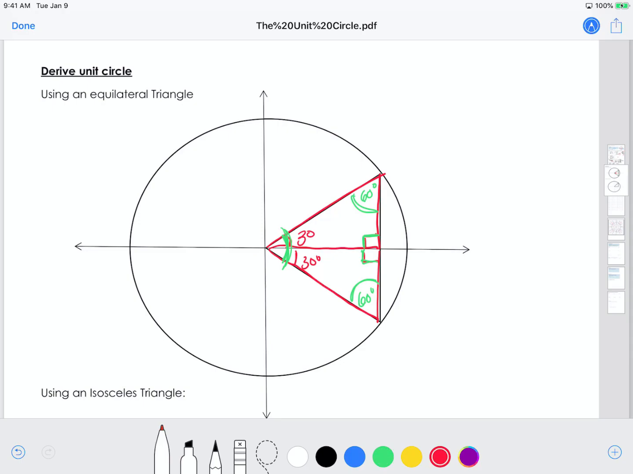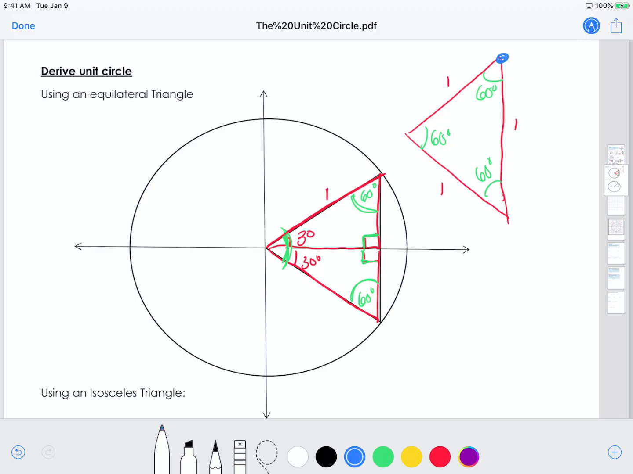Now, this is an equilateral triangle when I look at the big triangle, because all of these angles are 60 degrees. And an equilateral triangle, if you recall, is when all the sides and all the angles are the same. Because this is a unit circle, my radius is 1, which means all my sides have a length of 1.